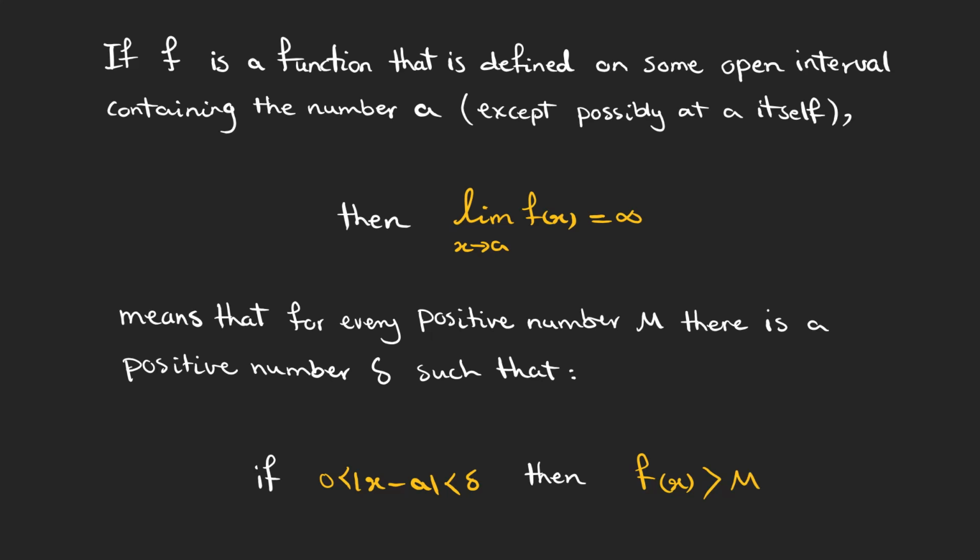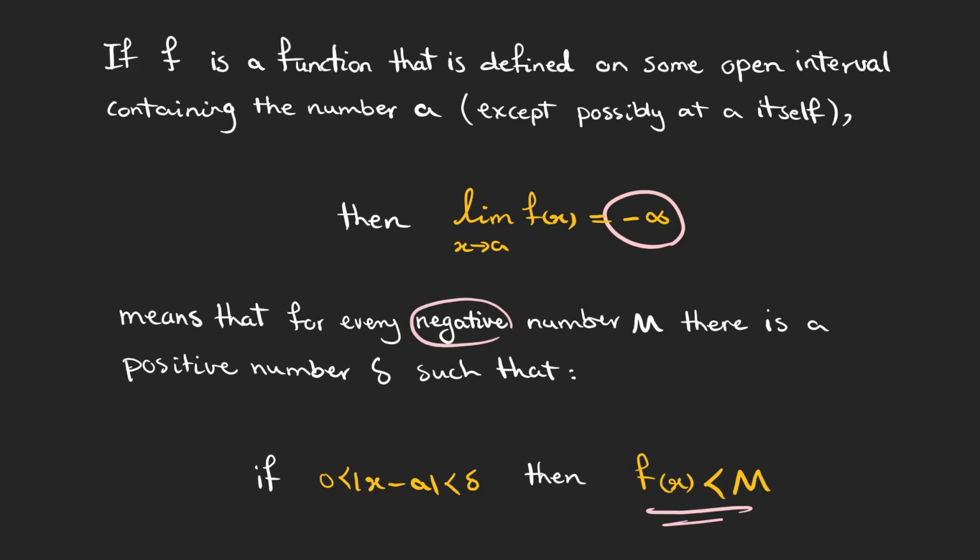than number m. For infinite limits that go to negative infinity, we have the same definition, but the infinity here is negative, and we use the negative version of the arbitrary number for which the value of the function is smaller than this number for arbitrary values of m.